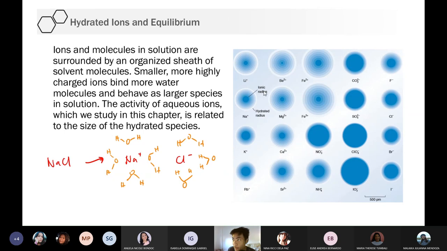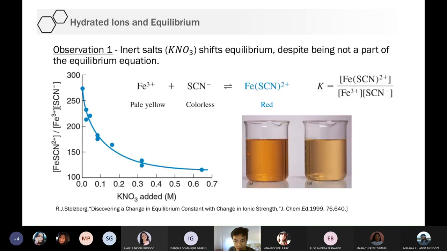Yun nga, yung sinabi ko kanina na iba-iba yung size ng ion, depending on their charge or their molecular size. The activity of aqueous ions is related to the size of the hydrated species. Na. So, ibig sabihin, yung behavior ng ating ions, it depends on the size of our hydrated spheres. Okay, so yun yung pag-uusapan natin today. Okay, so punta tayo sa mga observations that includes the idea about hydration spheres.